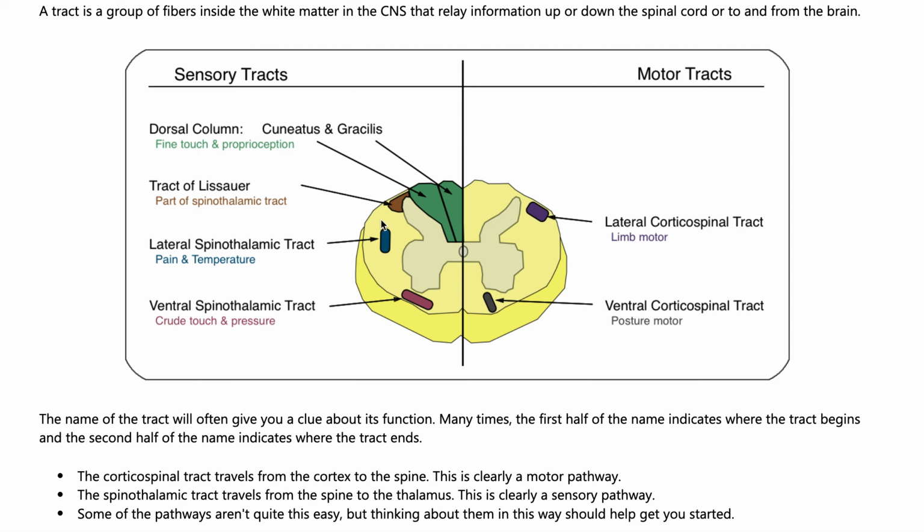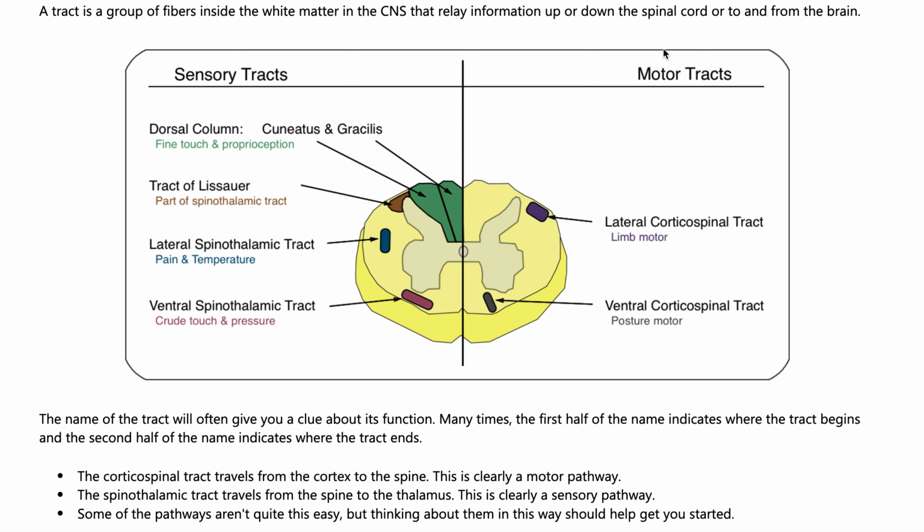And in a brownish color is the tract of Lissauer, which is just lateral to the dorsal column cuneatus. And the tract of Lissauer is part of the spinothalamic tract. And then completely lateral, so on the side in a bluish color, you're going to see the lateral spinothalamic tract, which is responsible for pain and temperature. And then more anterior to that, you have the ventral spinothalamic tract. So you have 2 spinothalamic tracts, the lateral spinothalamic tract for pain and temperature, and the ventral spinothalamic tract, which is involved in crude touch and pressure.